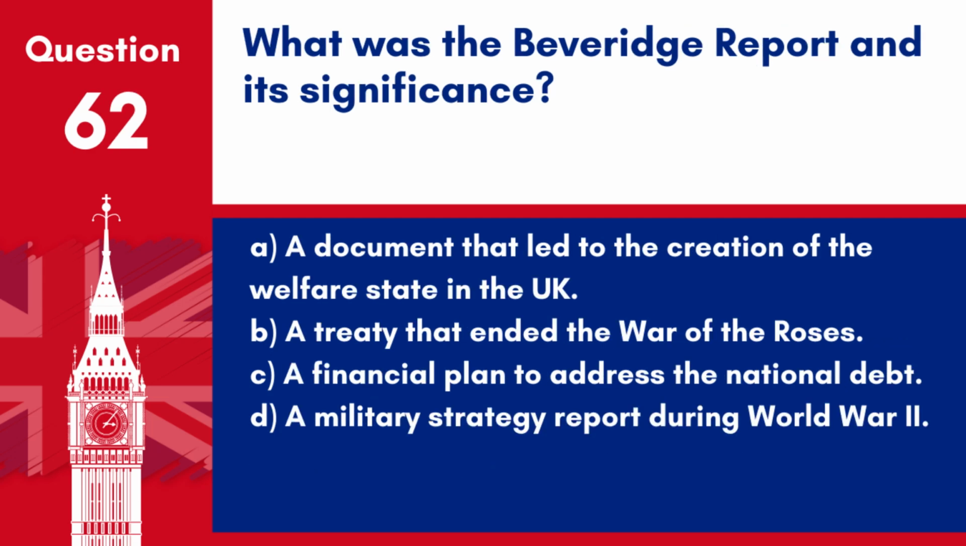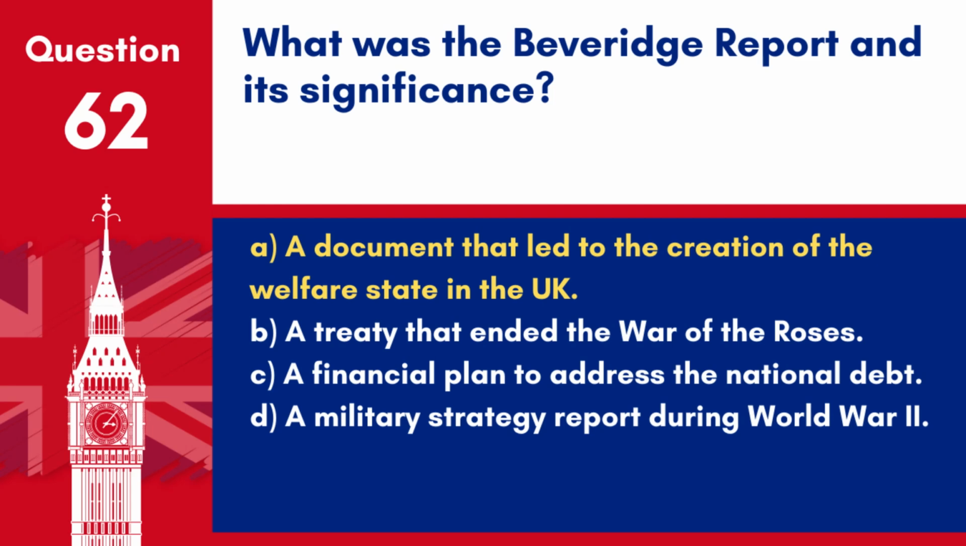What was the Beveridge Report and its significance? A. A document that led to the creation of the welfare state in the UK. B. A treaty that ended the War of the Roses. C. A financial plan to address the national debt. D. A military strategy report during World War II. Answer: A. A document that led to the creation of the welfare state in the UK.